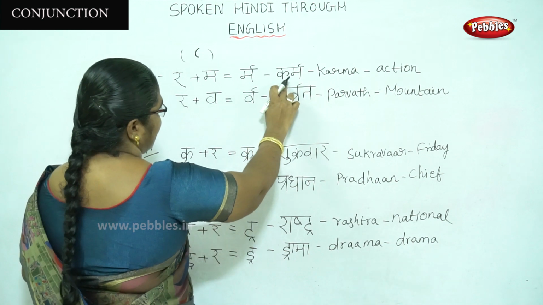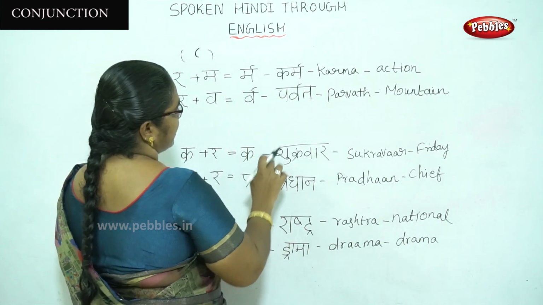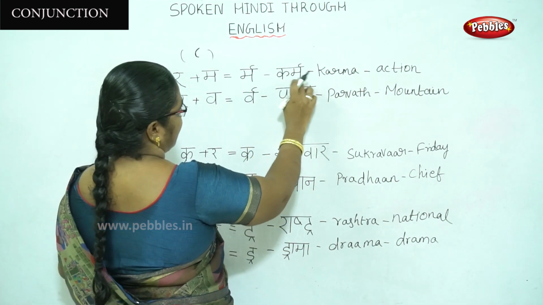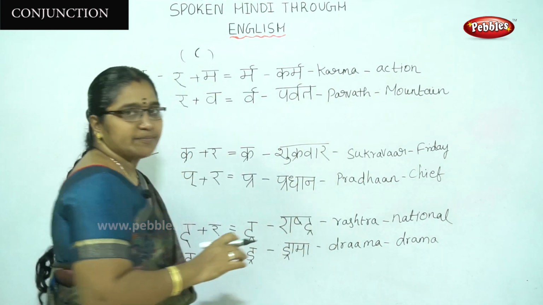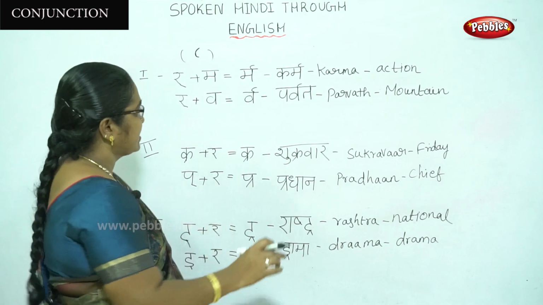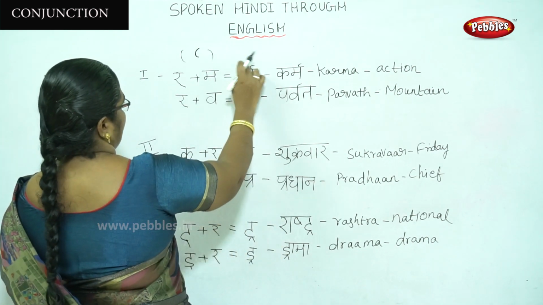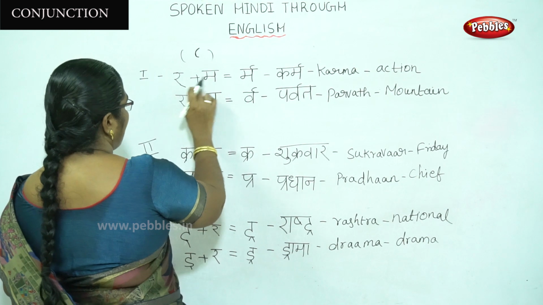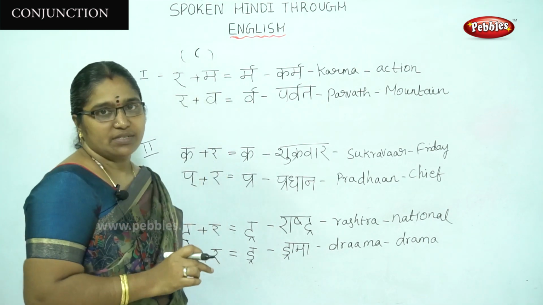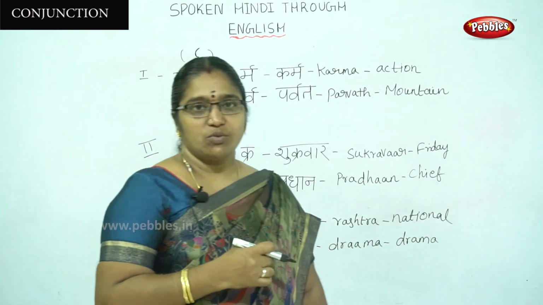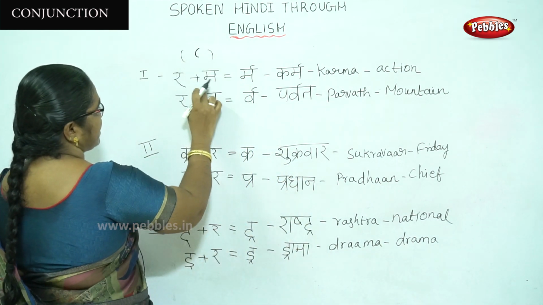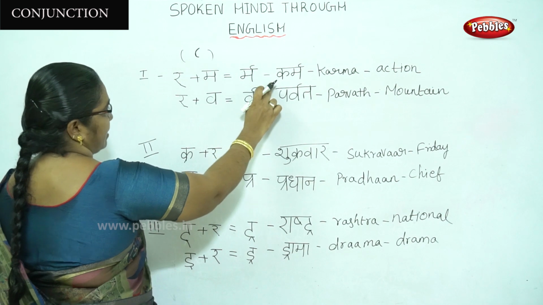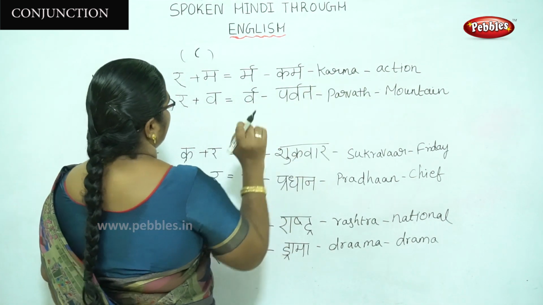The word is, see here, karma. The pronunciation is karma. The meaning is action. The ra becomes a curve when it joins to these letters. Ir plus ma, irma, karma, action.